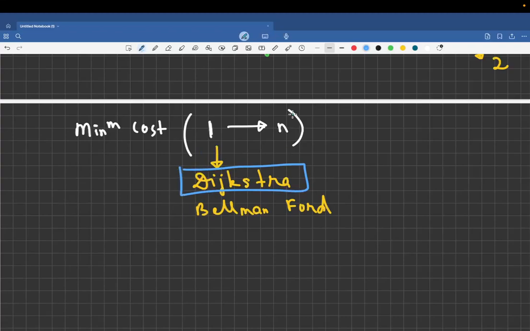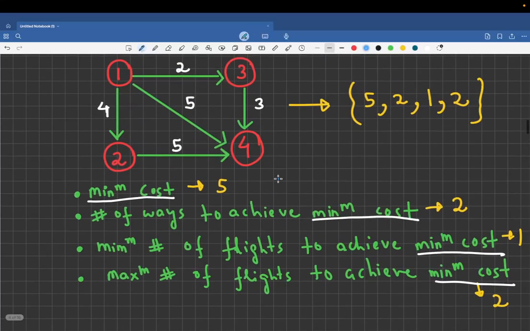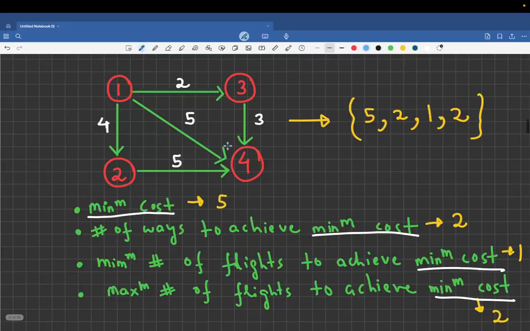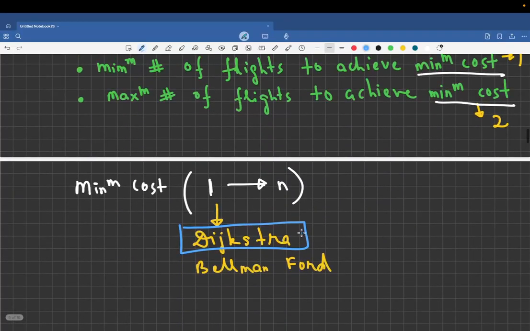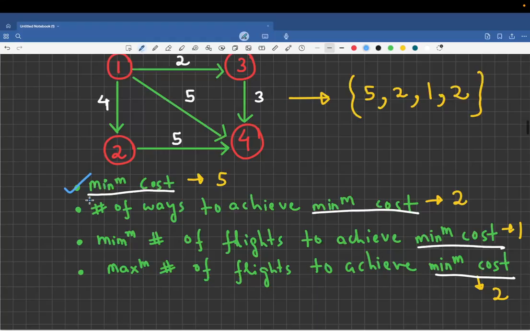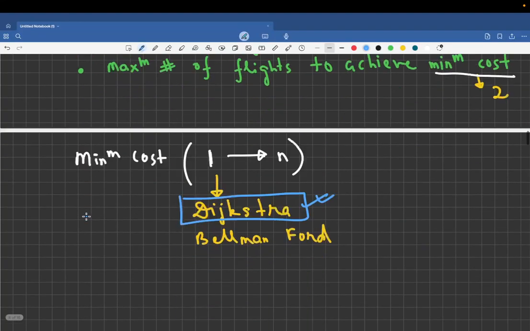Okay. Now I am not going to discuss Dijkstra in detail. I am just assuming that you already know Dijkstra if you have come till this point after solving all the before problems. So if you apply Dijkstra, definitely you can solve the first subproblem. Now what about the other three? Let's discuss the second one, the number of ways to achieve the minimum cost.